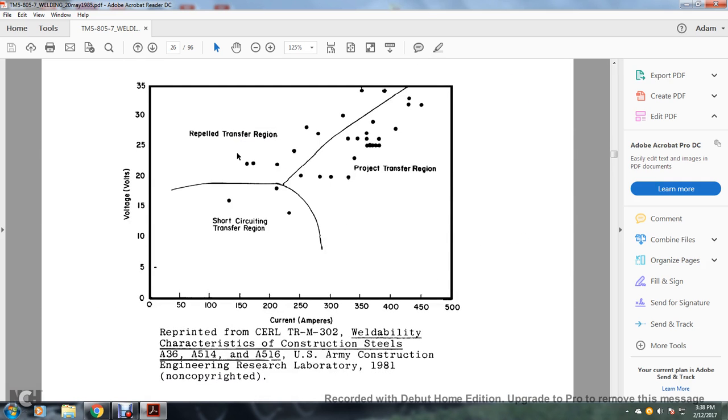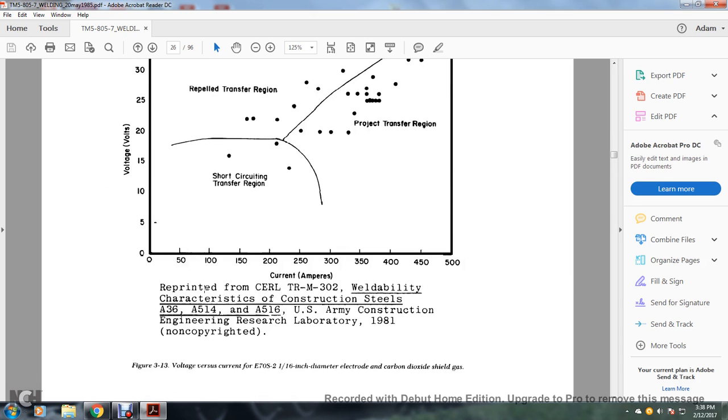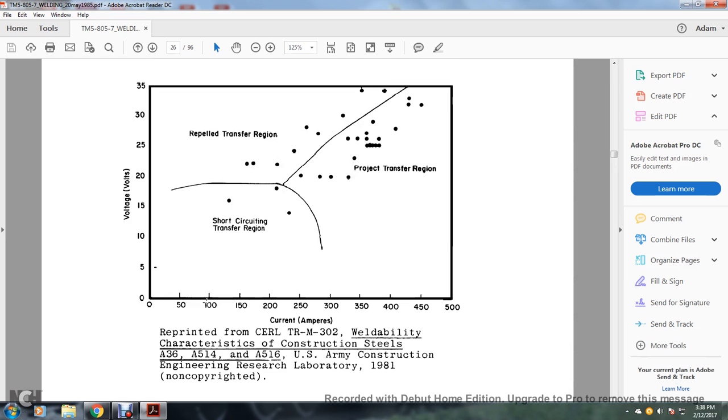Reprinted from Welding Characteristics of Construction Steel. Voltage-current graph for an E70S-2, 1/16-inch diameter electrode with carbon dioxide shield. Your amperes run from 0 to 500. The range is between 100 and 400. We have the repelled transfer region, short circuit transfer region, and projected transfer region, with voltage in volts.